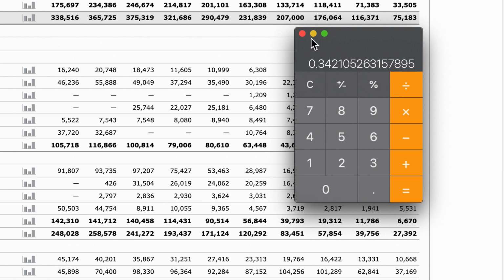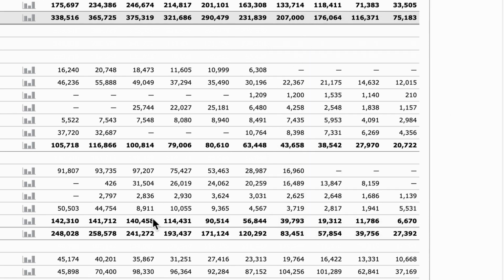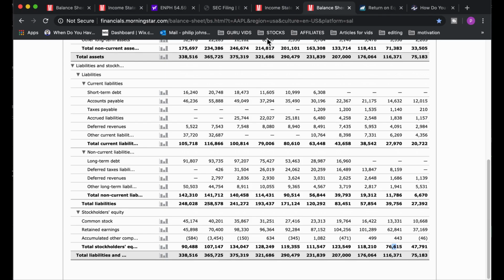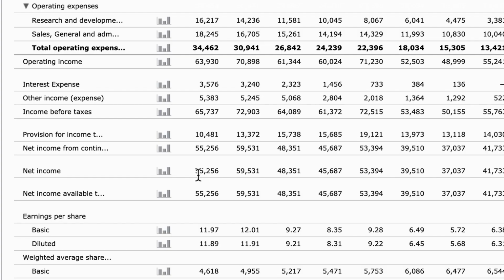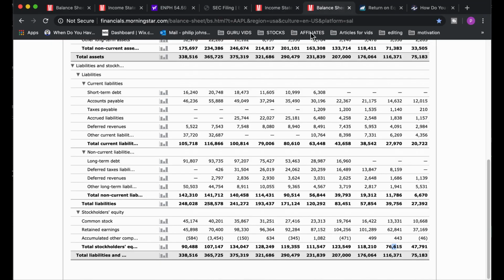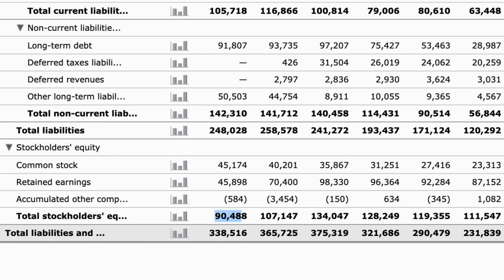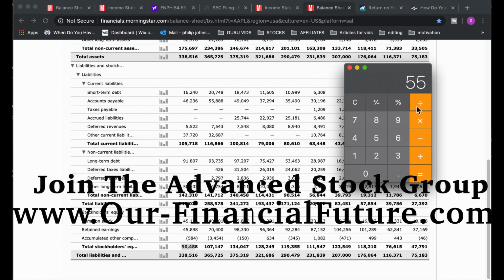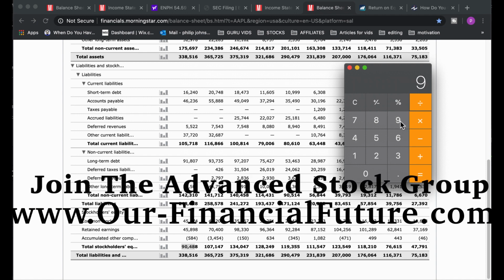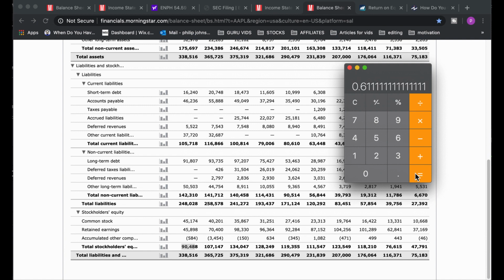Now let's head to 2019 and pull that number off the income statement. They have 55 billion in net income. Let's go over to the balance sheet, and there we have 90 billion for stockholders' equity. So 55 divided by 90, boom, 61% return on equity.